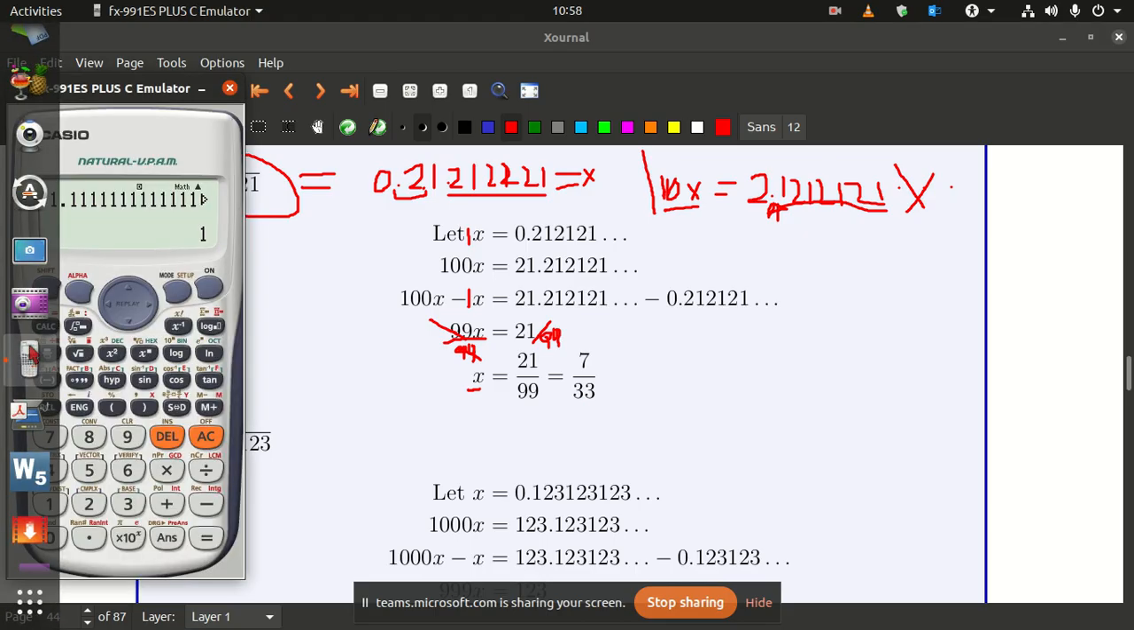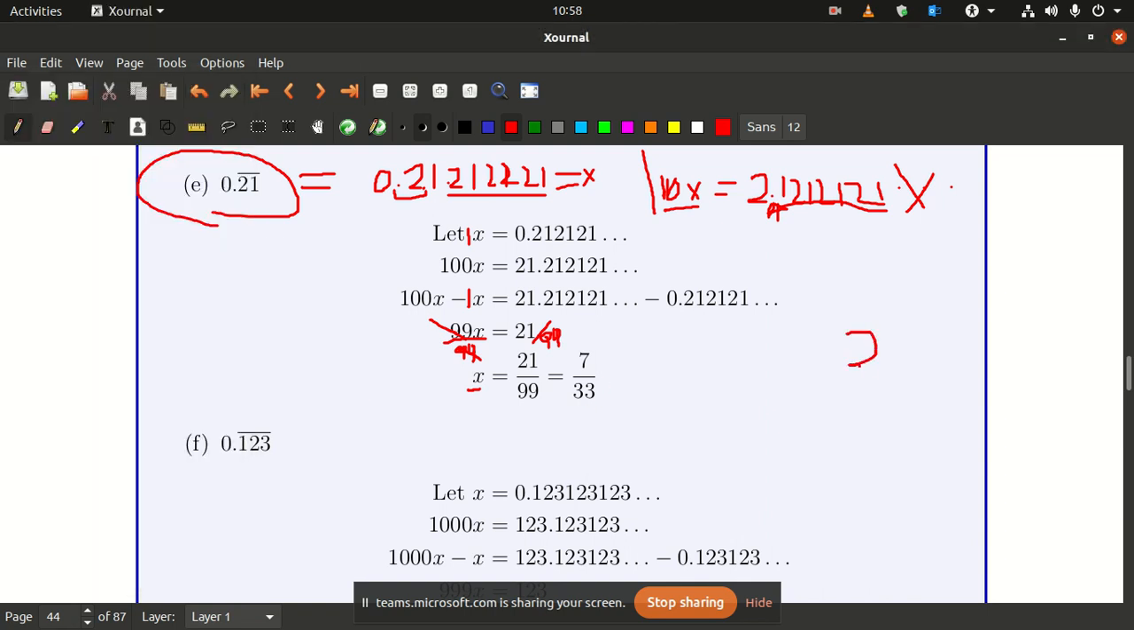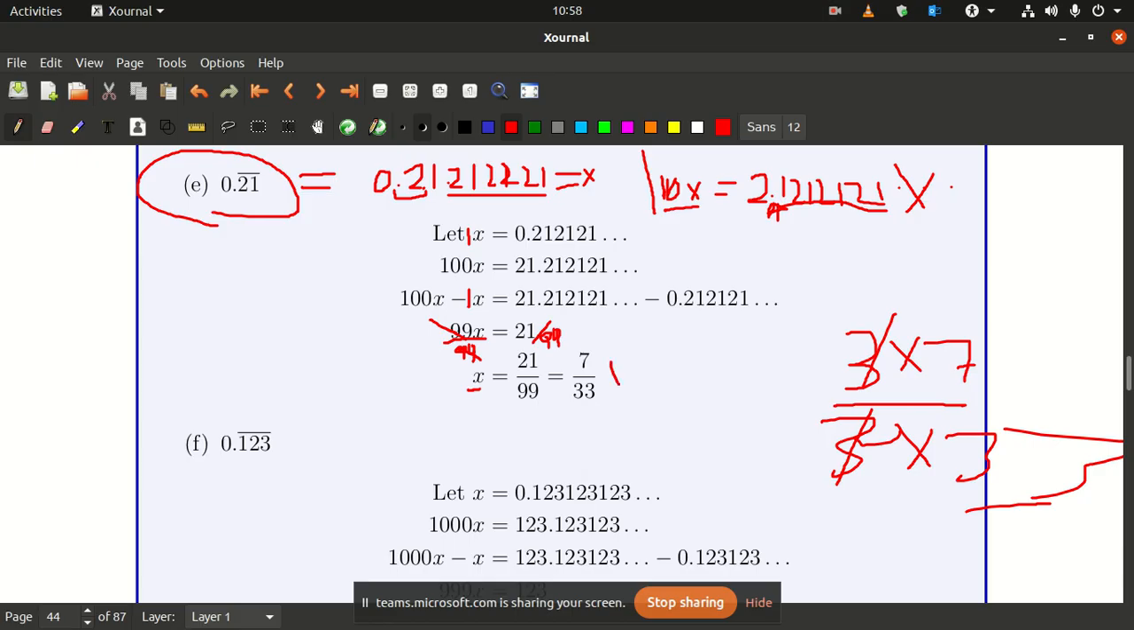Of course, you can run it with a calculator or do it manually. One thing I know is that 21 is the same as 3 times 7: 7, 14, 21. And 99 is 3 times 33. So this 3 and this 3 cancel out, and you're left with 7 and 33. That's how we got to this.